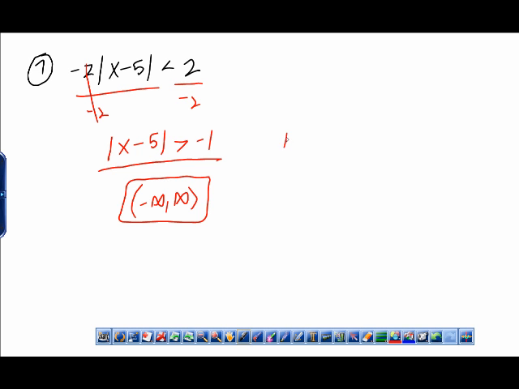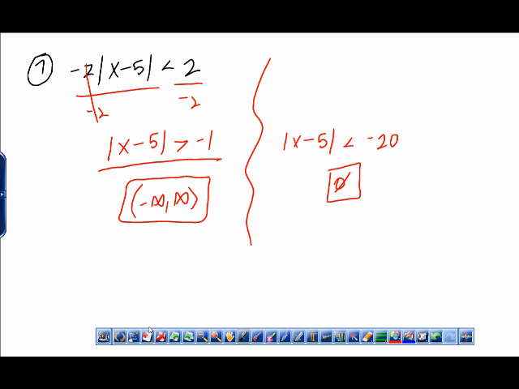Now, the no solution one would be like this. Let's say I had the absolute value of x minus 5. This would be a different problem. Let's say this was less than negative 20 or something. That would be no solution, or the empty set.